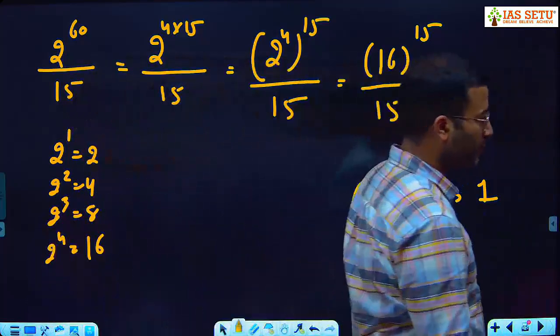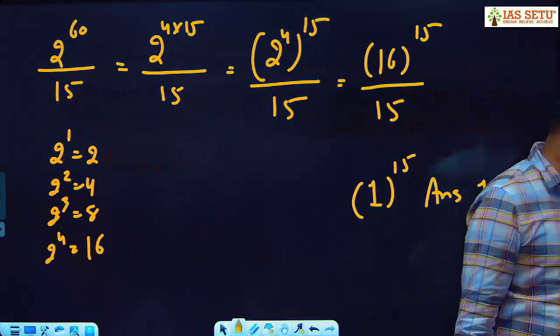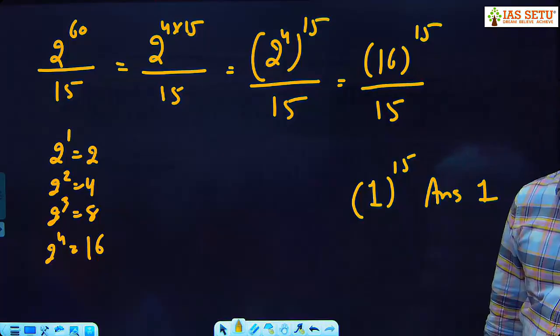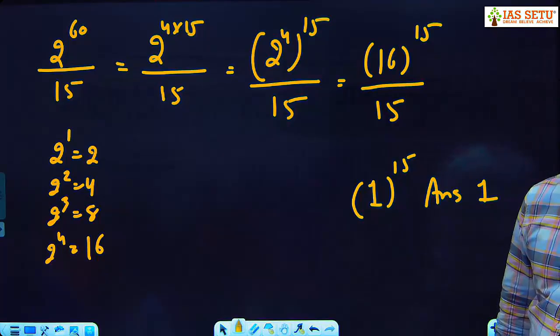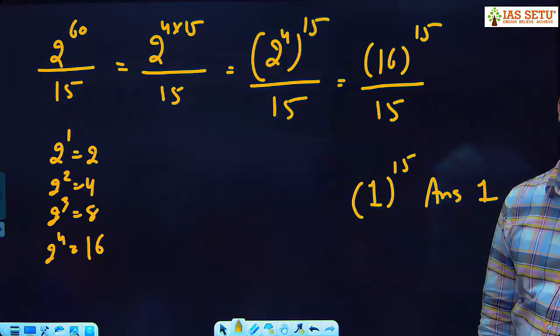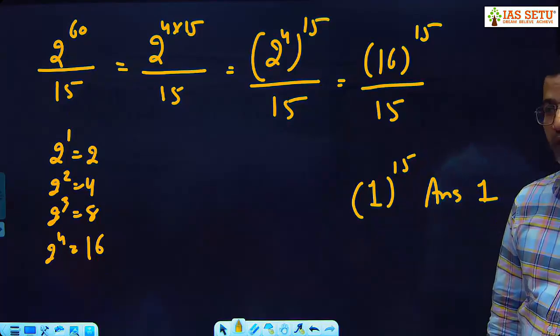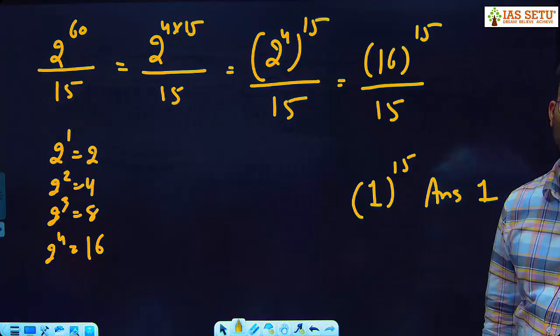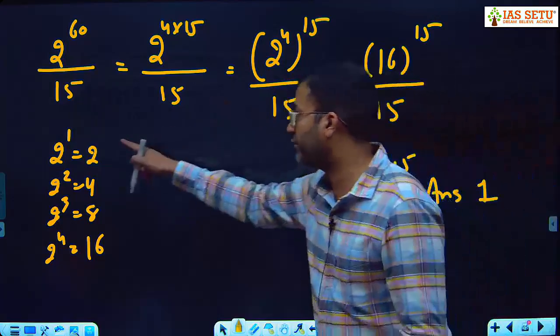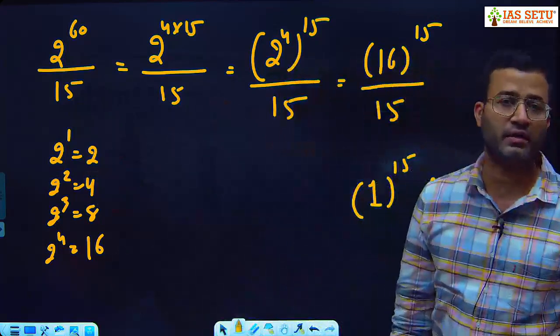Now you try. I ask you some questions. You become a judge very quickly. Because I need 16, I need 2 to the power 4. I need 2 to the power 4 because 2 to the power 4 will give a remainder with respect to 15.